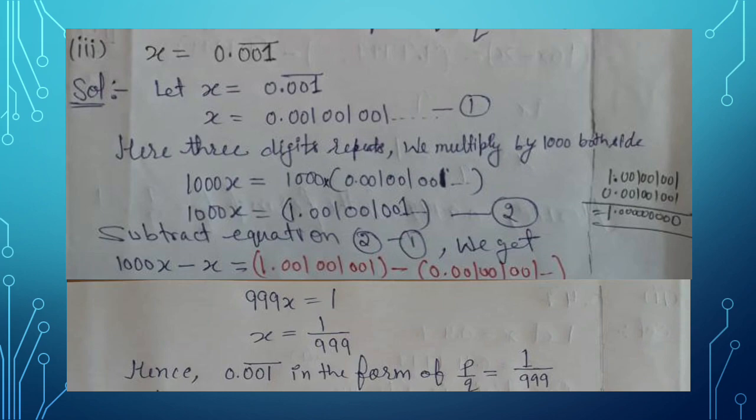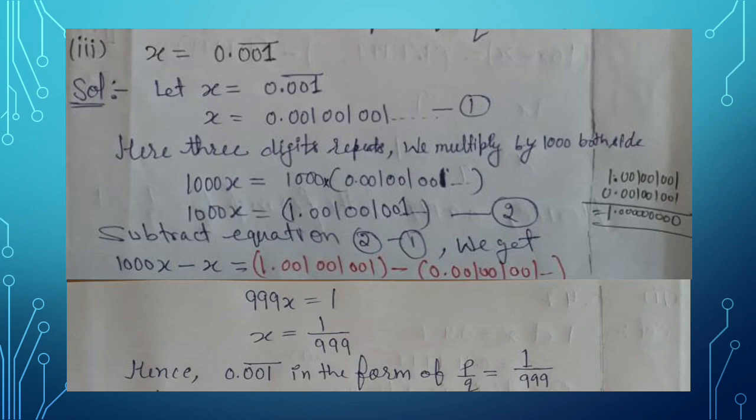This is your equation number 1. Here we have 3 digits repeated, so we need to multiply by 1000 on both sides. By multiplying by 1000 on both sides, it becomes 1000x, and here 1000 into 0.001001001 and so on. When you multiply this number by 1000, it becomes 1.001001001.